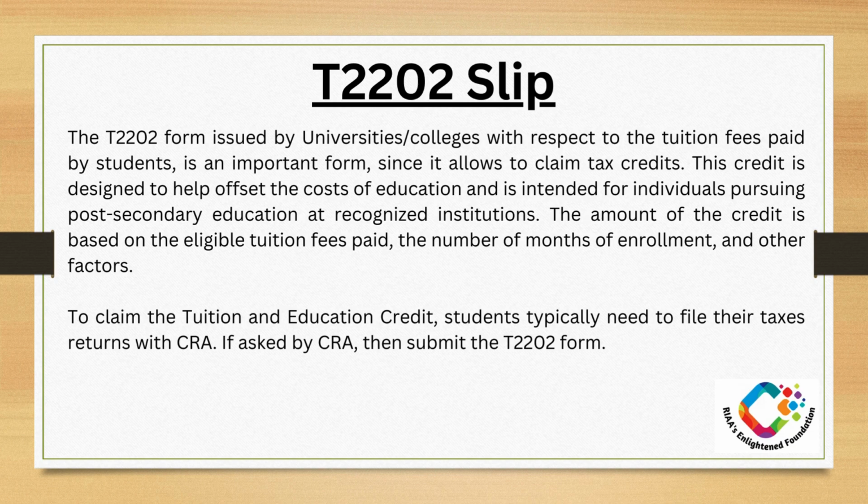Now, in order to claim this tuition and education credit, as mentioned, you need to file your tax returns. And this is an important form while preparing your tax return. Keep this form in safe custody. If in future CRA asks you to submit this T2202 form, you have to respond to their notice. If you miss that, all the tuition credits will be reversed and you will not receive any benefits from the CRA. So keep them in custody and respond to the notices of the CRA when they demand it. Now let's see how this T2202 slip looks in the next slide.